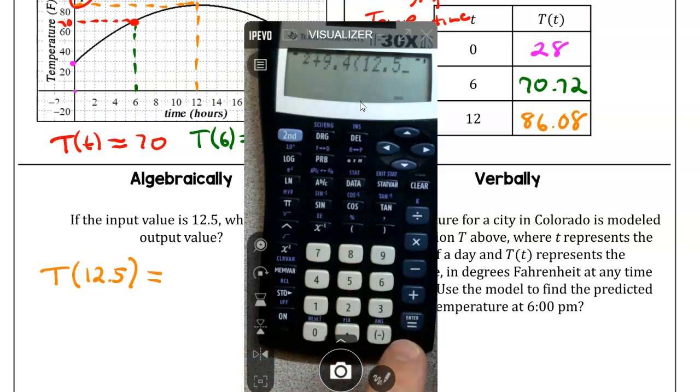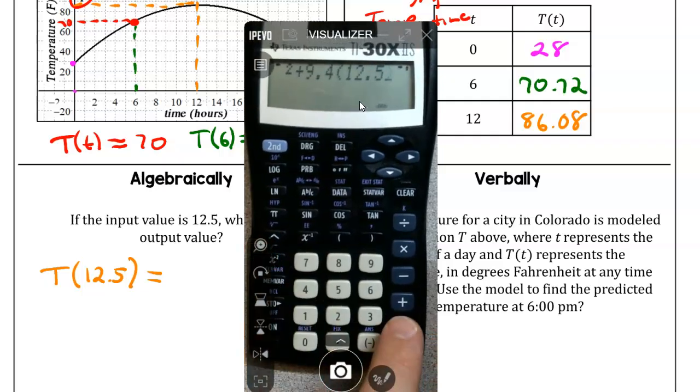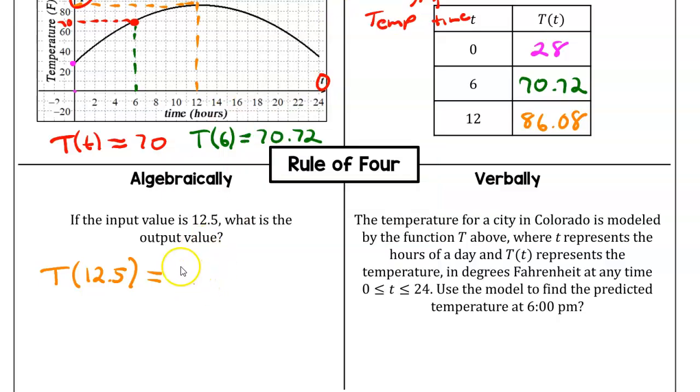Now you might need to pause the video and do this a few times to make sure you can do it, because remember, you want to come into class and actually know how to do these things and not be stuck too long on just the technology. All right, 86.125. So it went up just a little bit after a half hour.